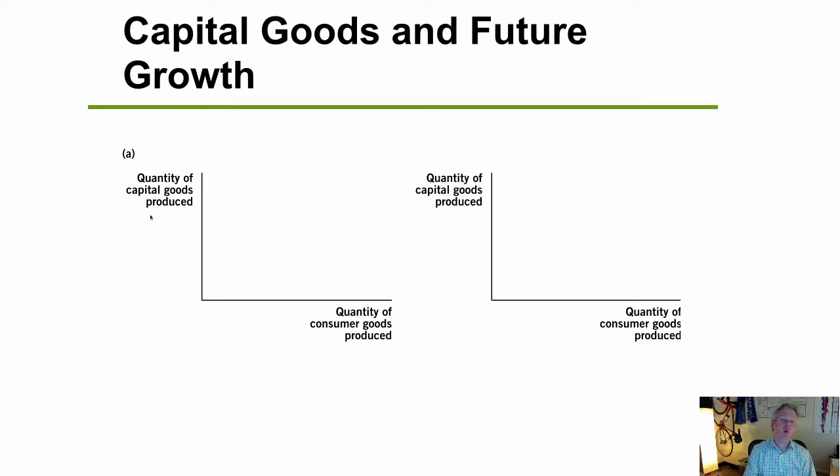So here on the y-axis on both of these, this is going to be our short-run production possibilities frontier and our long-run production possibilities frontier. On the y-axis, I have the quantity of capital goods that are produced, the goods used to produce other goods. And on the x-axis, I have the quantity of consumer goods produced. The same in the long run and the short run. So let's take a look here.